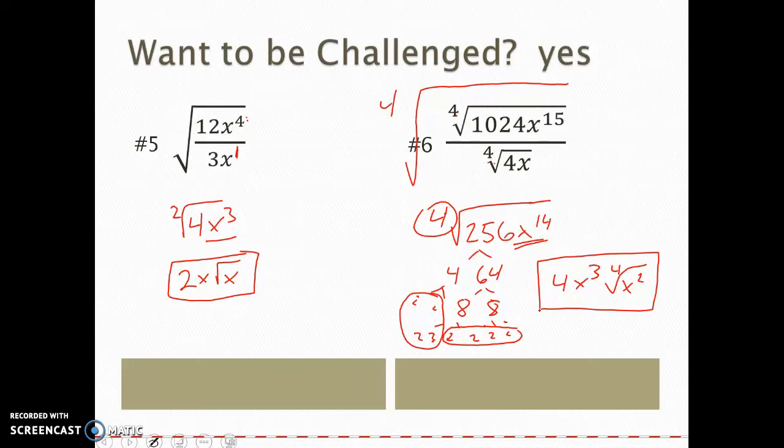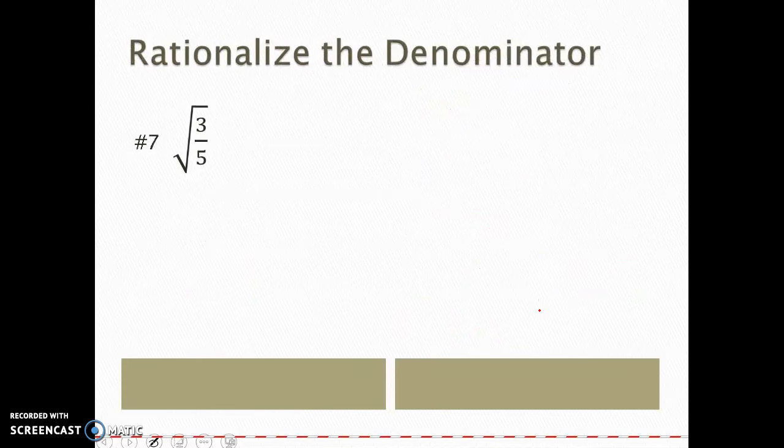Hopefully you're doing these prior to me doing them to see if you're getting them correct and not just copying down what I have. Let's try number 7. We want to rationalize the denominator here. Really, there isn't anything to simplify here. I can't simplify 3/5 as a fraction, and I can't simplify the square root of 3, and I can't simplify the square root of 5.